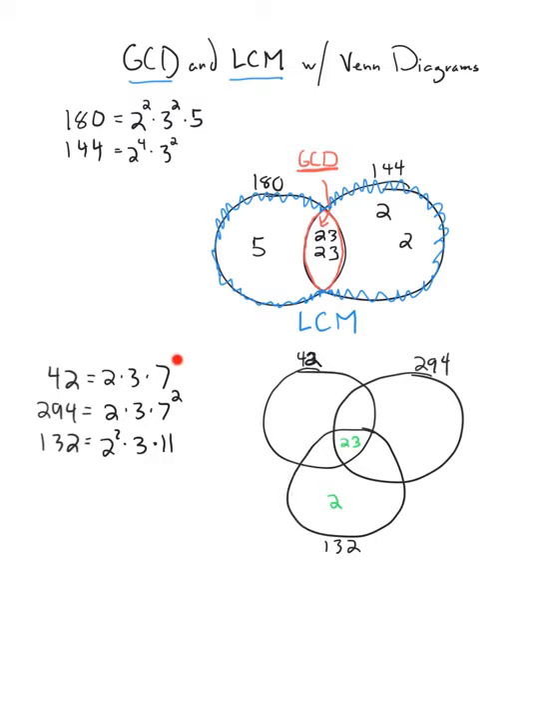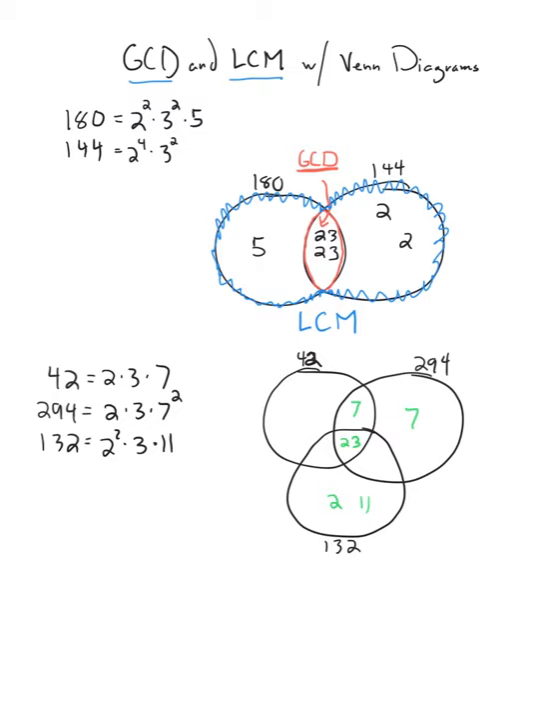42 and 294 have one factor of 7, but 294 has an extra one. So I know that 42 and 294 share a factor of 7, but 294 has an additional one that the others don't. So that goes on the outside. And 132 has a factor of 11 that the others don't. So I'll put the 11 out here.